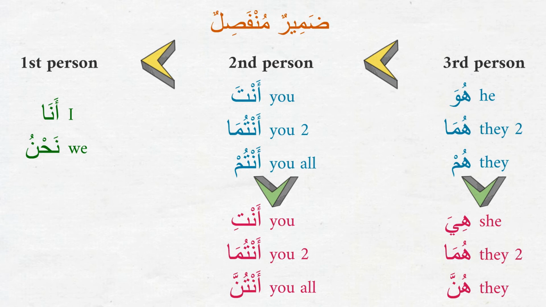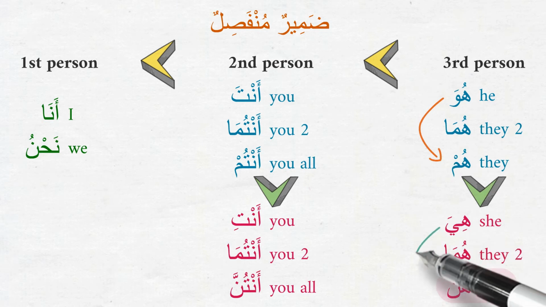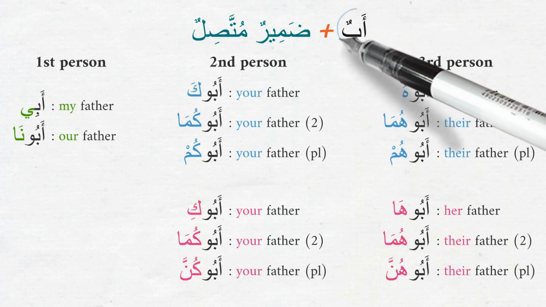From today, we'll start using ضمير هن, they, for third person جمع المؤنث, the feminine plural ضمير. So, the plural of هو is hum, and the plural of هي is هن. Now we'll switch to ضمير متصل, attached ضمير coming with the ism أب.